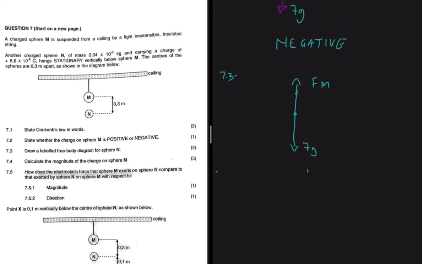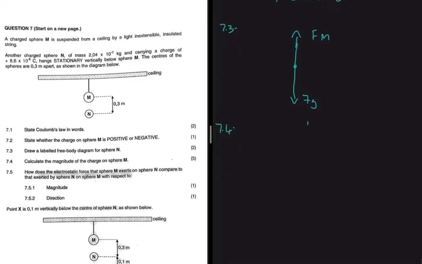Now let's do 7.4. It says to calculate the magnitude of the charge on sphere M. In 7.3 we just drew a free body diagram, and in 7.4 we have to determine the magnitude of something. We're going to use the free body diagram we drew in 7.3. From it, we can see that the electrostatic force Fm should be equal to Fg. That is why the sphere is neither moving up nor down. So what is the electrostatic force?